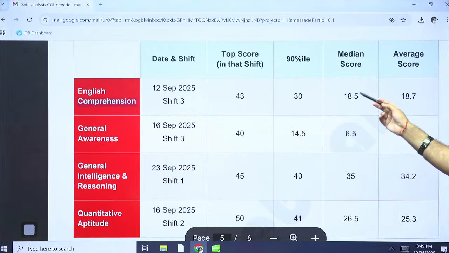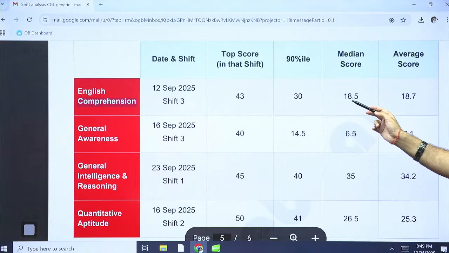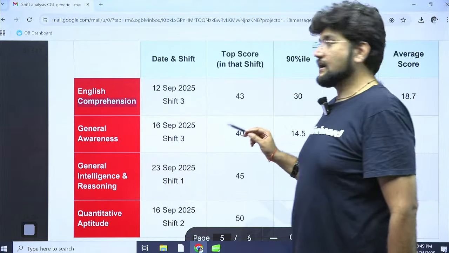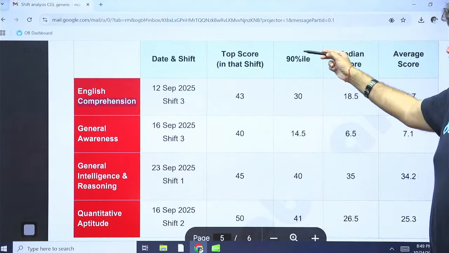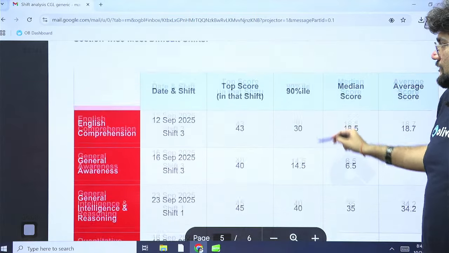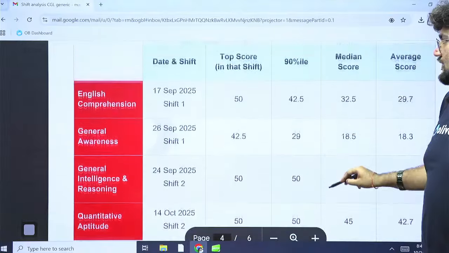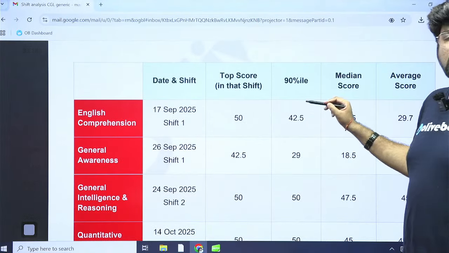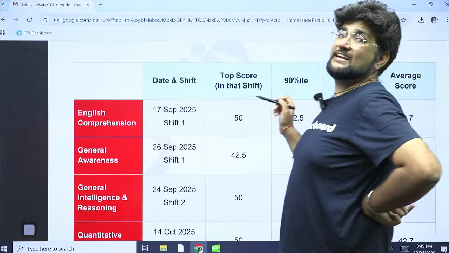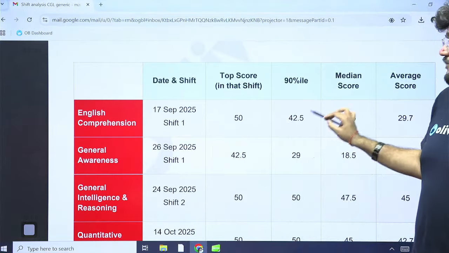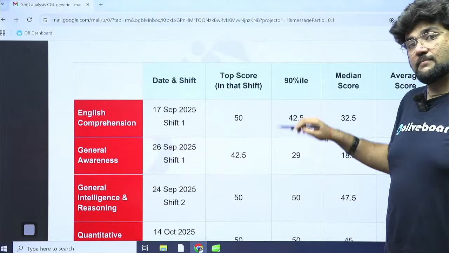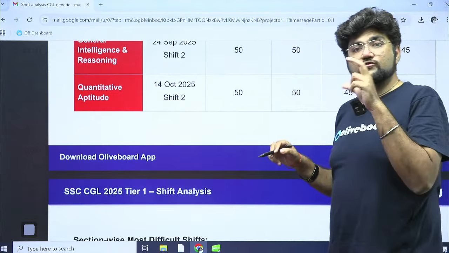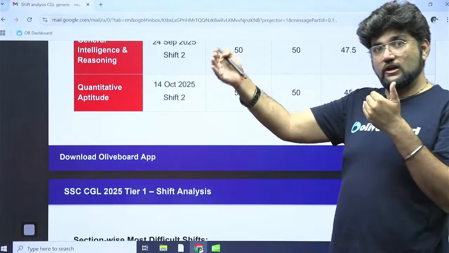Okay, median score is 18.5, right? And average score is 18.7. So that's the kind of drop. Look at the drop here. 90 percentile here is 30 marks and 90 percentile here is 42.5 marks. Can you see the difference? 30 marks and 42.5 marks, 90 percentile. So top 10% is scoring above 42.5 here and top 10% is scoring above 30 there. So that's the gap. There's a major chunk of students in the bracket between 42.5 and 30.